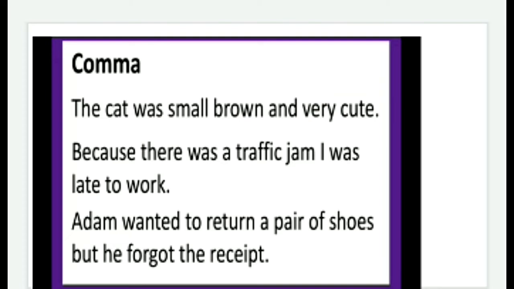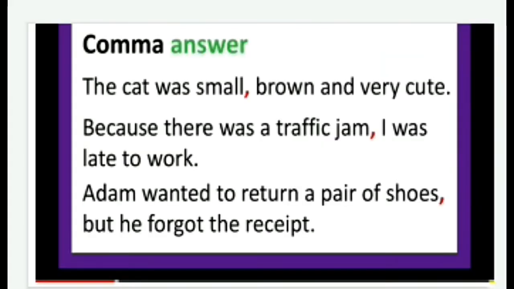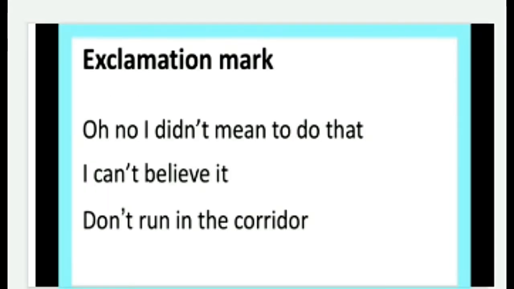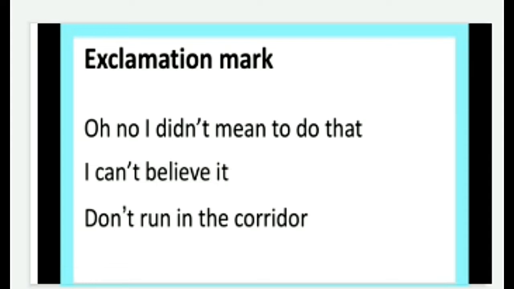And very cute is a full stop, okay. And then, "Yes, because there was a traffic jam, I was very late." And then, "Adam wanted to return a pair of shoes, but he forgot the receipt." Very good, Naveen. And then exclamation mark.